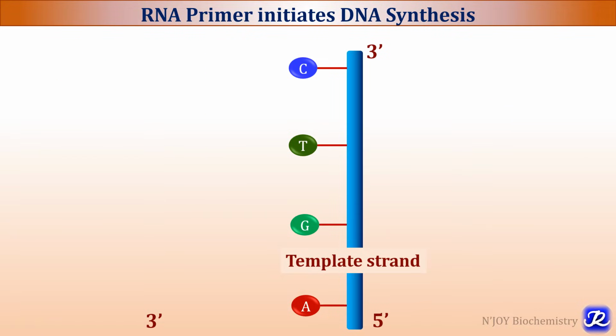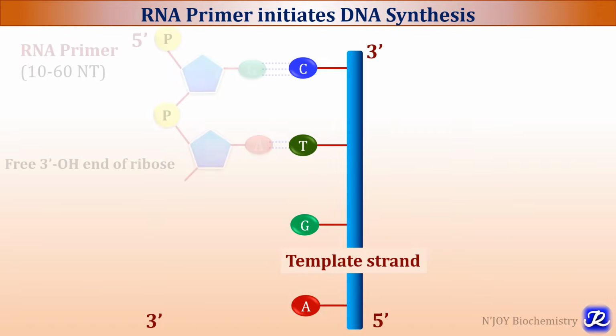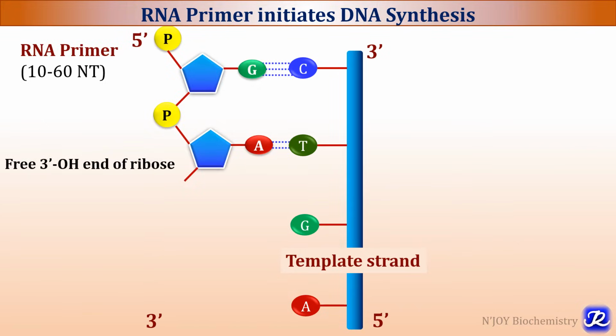DNA replication enzymes are called DNA polymerase, and DNA polymerase catalyzes replication, but it requires a small piece of RNA called a primer. So the RNA primer initiates DNA synthesis. This primer is 10 to 16 nucleotides long and has a free 3' hydroxyl group, and the DNA polymerase can add nucleotides to this free 3' hydroxyl group of the RNA primer to replicate the DNA, because DNA polymerase cannot add nucleotides without a primer.